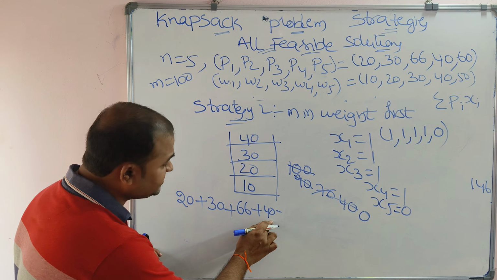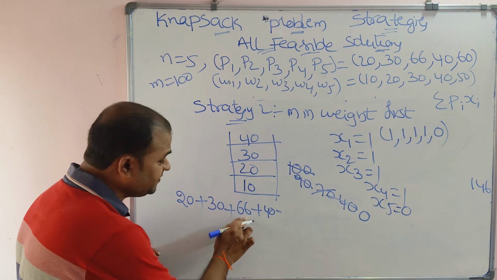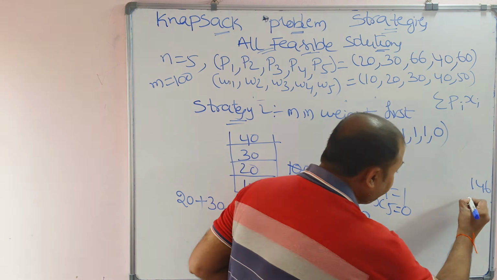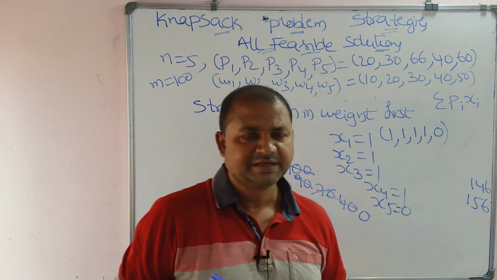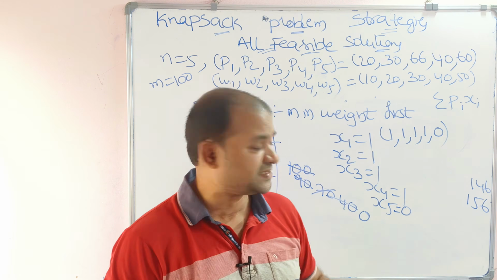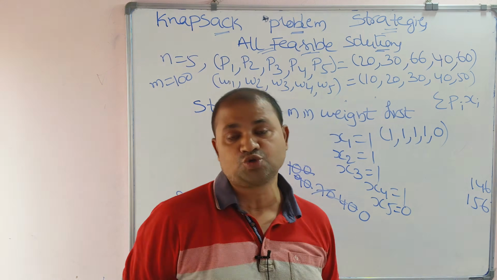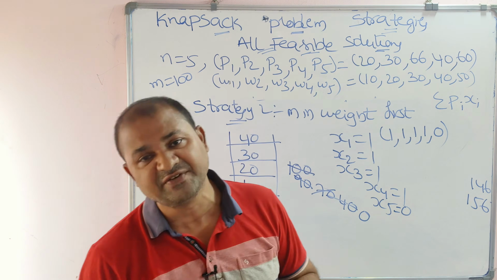50 plus 40 means 90. 90 plus 66 means 156. So 156 is the maximum profit. So if you use strategy 1, then maximum profit is 146. If you use strategy 2, then the maximum profit is 156.